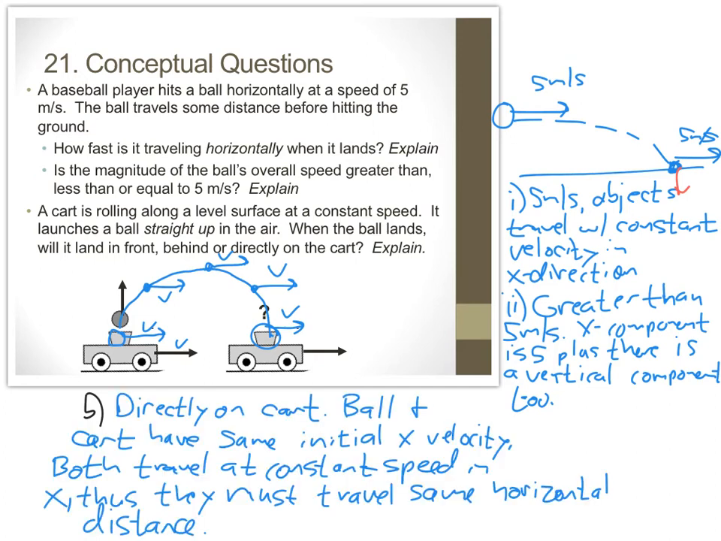So in terms of a justification, I would just say that they both have the same initial x velocity, and they're both traveling at a constant speed, and that is making the assumption that the cart's traveling without friction. But in that case, it is going to mean that they travel the same horizontal distance because they're going at the same horizontal speed. So it will land directly in.